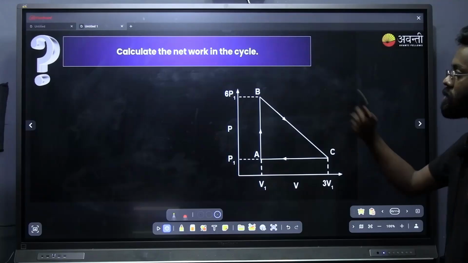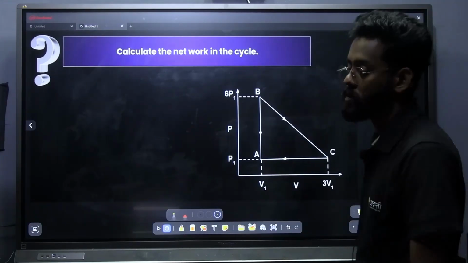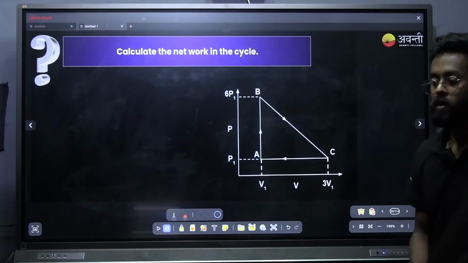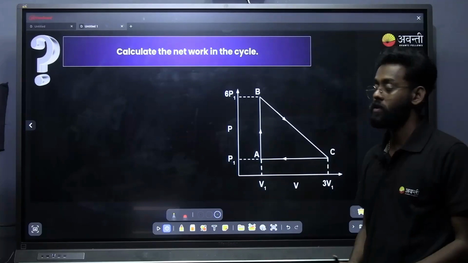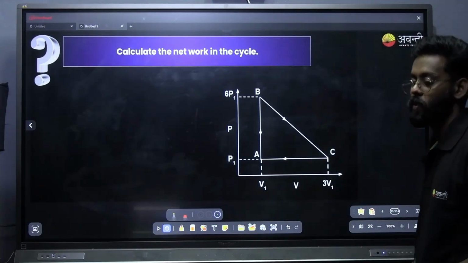Okay. Now here is my question for you. Find out the net work in the cycle. It is not Wi-Fi network. It is net work, total work. Find out, all of you.